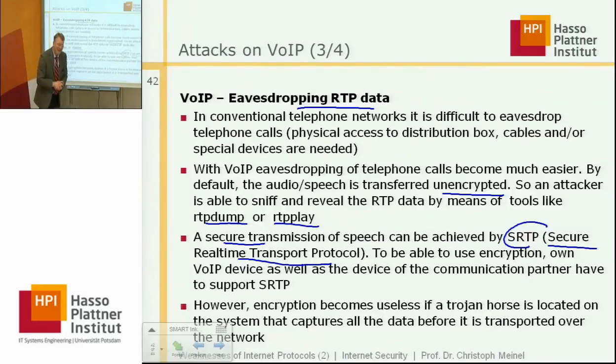It is necessary to say that encryption becomes useless if a Trojan horse is located on the system that captures all the data before it's transported over the network. Because at the end, the real speech needs to be encrypted or decrypted, and if it's possible to place a Trojan horse here, all the unencrypted data can be captured and sent to the attacker.